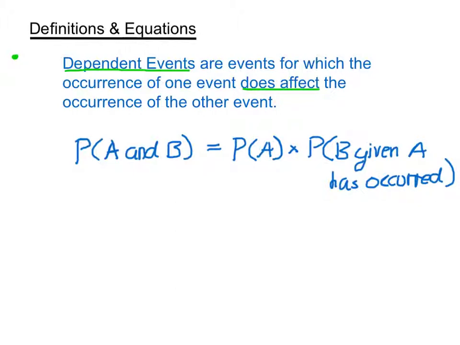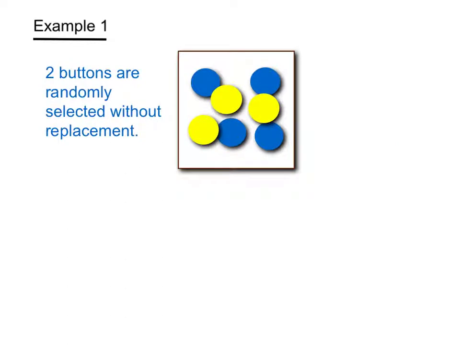Let's take a look at another example. In this example, we have a box of 4 blue buttons and 3 yellow buttons. And 2 buttons are randomly selected without replacement. That means the first is set aside and not put back into the mix. So this is an example of dependent events. We're asked to find the probability that both are yellow, given that the first button is yellow and set aside.